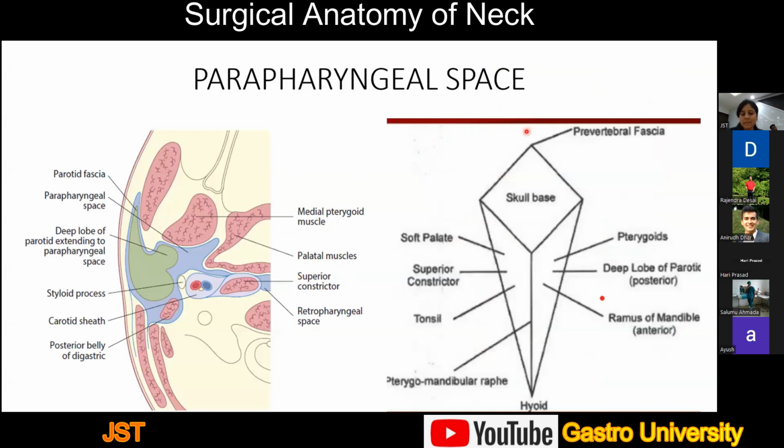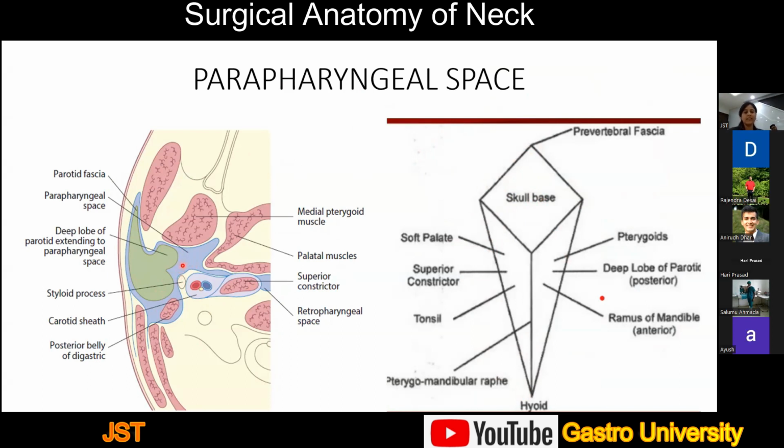Now, the parapharyngeal space is like a chauraha of all the spaces we have in the neck. This space communicates with every other space in the neck. It is essentially an inverted pyramid with the skull base as the superior limit and the hyoid as its inferior limit. The water-like blue line that you can see in this diagram is the parapharyngeal space.